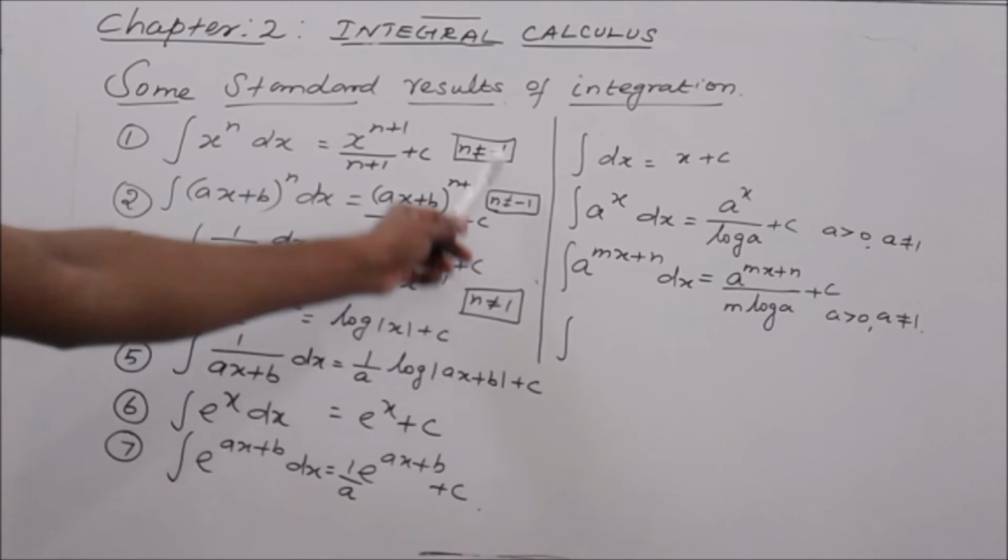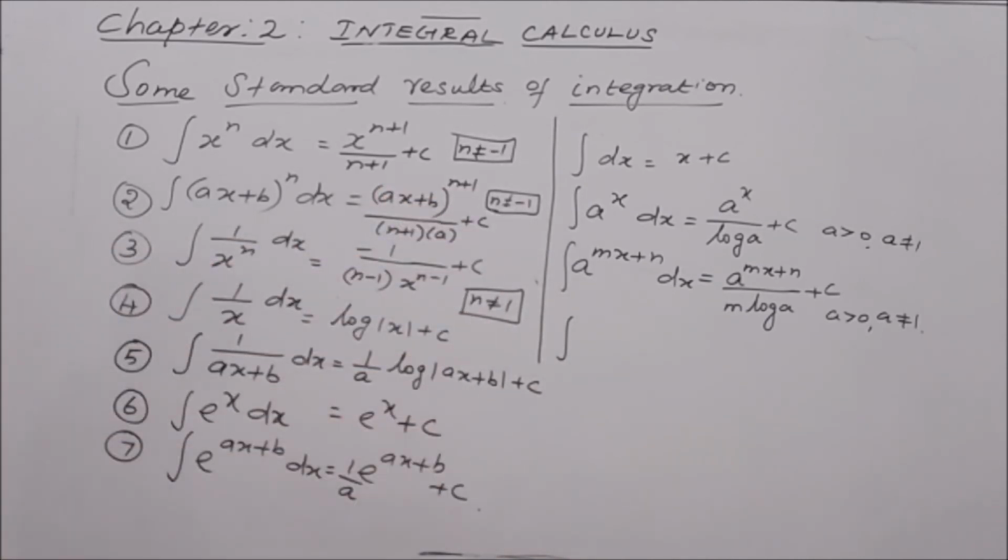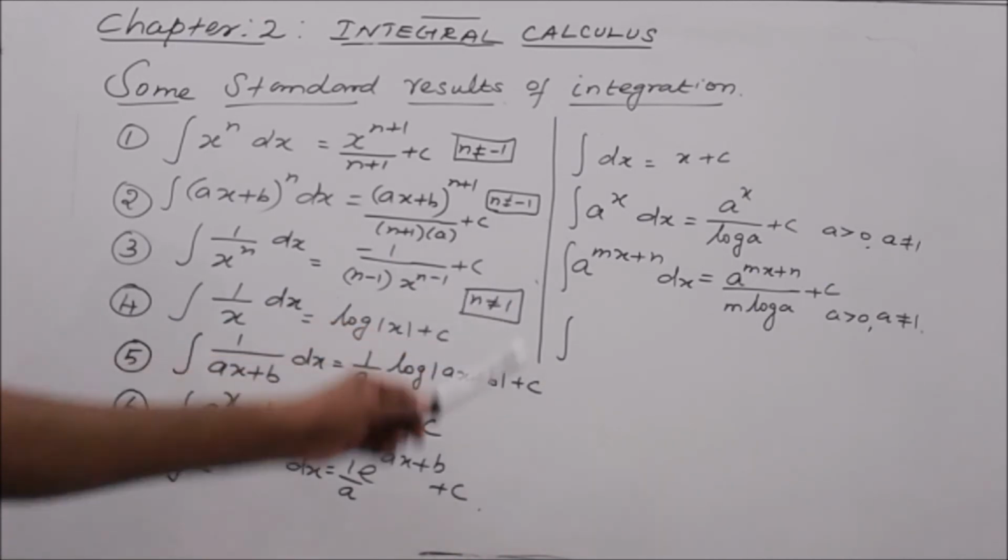Here n is not equal to minus 1 for the first two cases, and in the third case n is not equal to 1. Suppose n equals 1, the fraction becomes infinity. So for that purpose it is invalid. For that purpose we are neglecting it; we are taking n is not equal to 1.